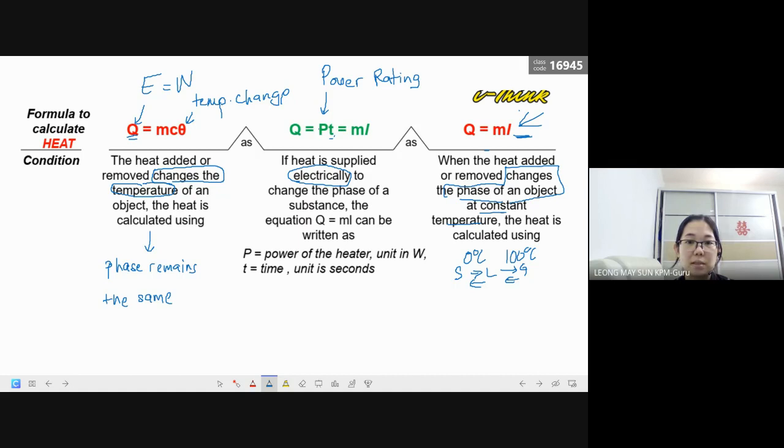The electrical energy is being supplied, so we take the power rating P multiplied by t. Why? Because the general formula for power is energy over time. So electrical energy is power multiplied by time. This is the power rating from the electrical device, and this is how long the electrical energy is being supplied. So you equate this power multiplied by time with either ml or mc theta, depending on the situation. Do take note, power unit must be in watts, the time unit must be in seconds. Whenever we deal with physics formulas, it must be in its SI unit. Later on we will deal with some questions in order to know how to use this.